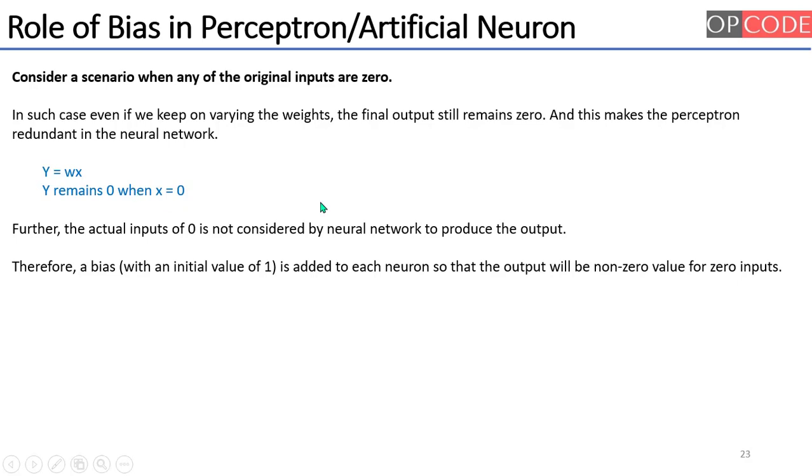Further, the actual input of 0 is not considered by the neural network to produce the output, because the input of 0 is actually not contributing to the neural network. Therefore, a bias with an initial value of 1 is added to each neuron so that the output will be non-zero. That's all for this video.